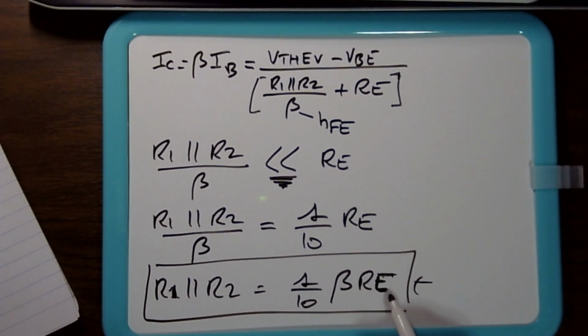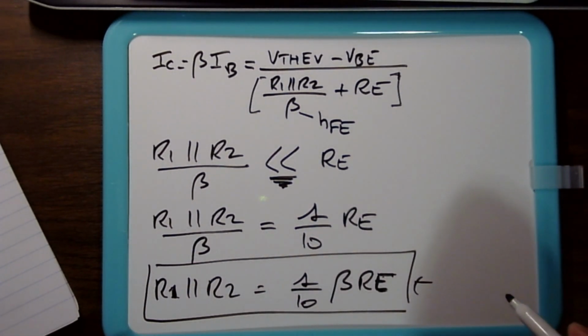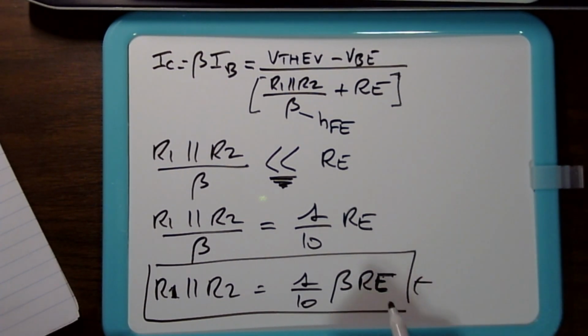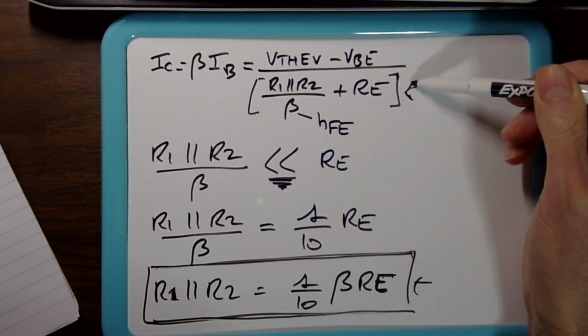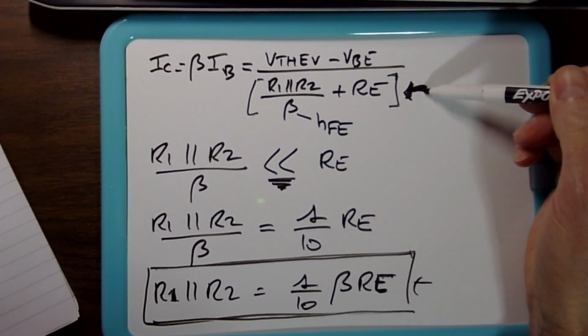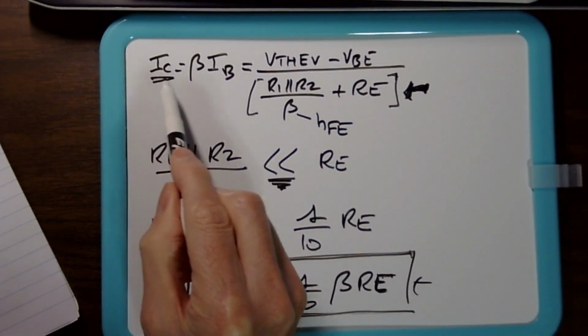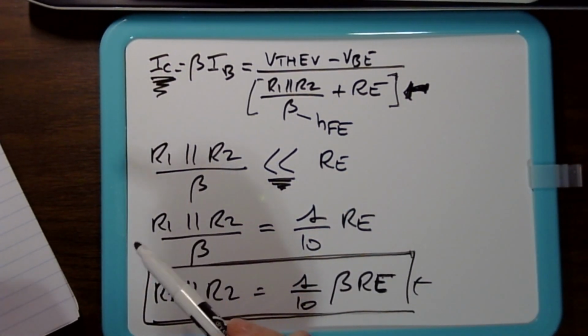Once RE is known, we compute all the resistances for the voltage divider bias. At some point we'll figure out what RE is going to be, then we're going to have an equation for R1 and R2. R1 and R2 are chosen such that this is true, and this all has to do with wanting this not to be dependent on beta too much, and therefore IC not to be depending on beta too much.